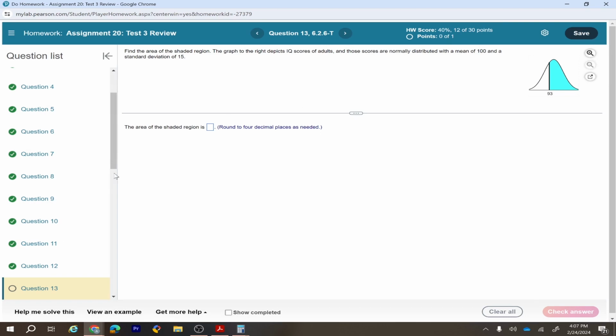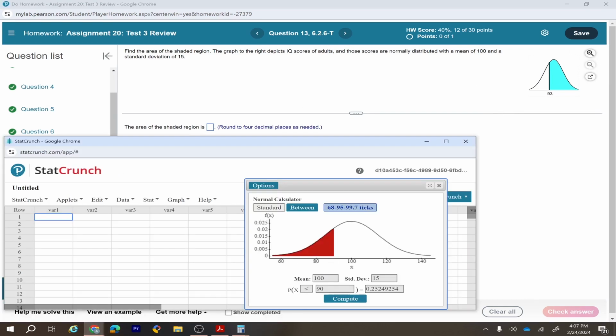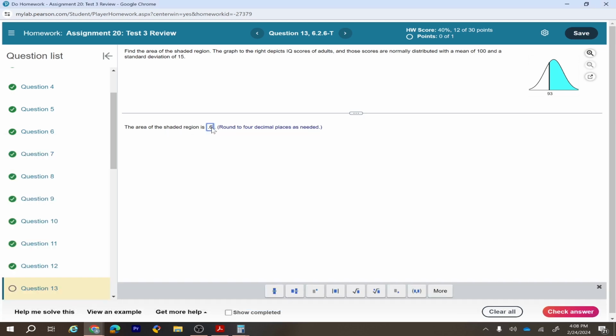This is another question, but very similar. Instead of less than, this time you need to choose greater than. The mean is 100 and standard deviation is 15. Very same, but it's greater than 93. The area is 0.6796 if you round it to four decimal places.